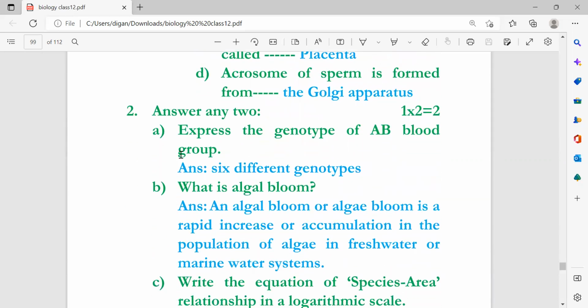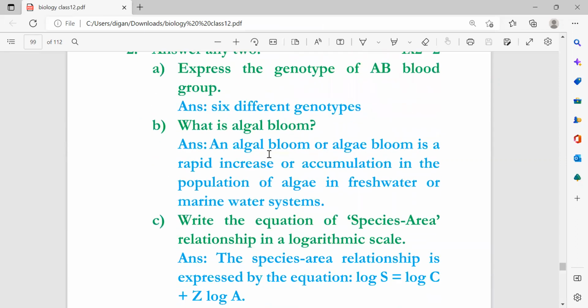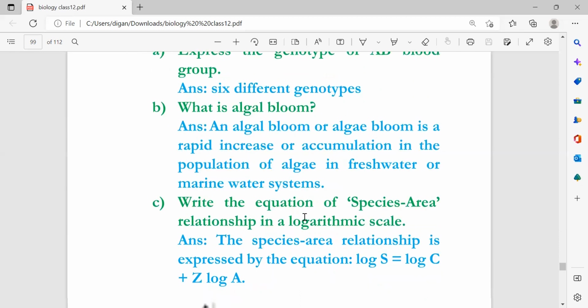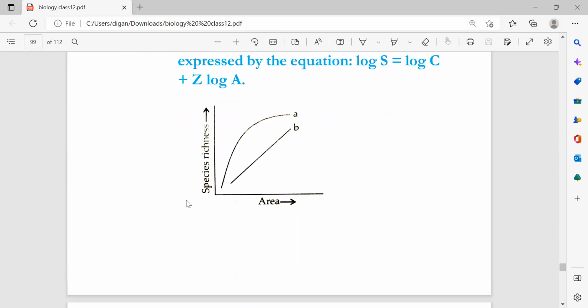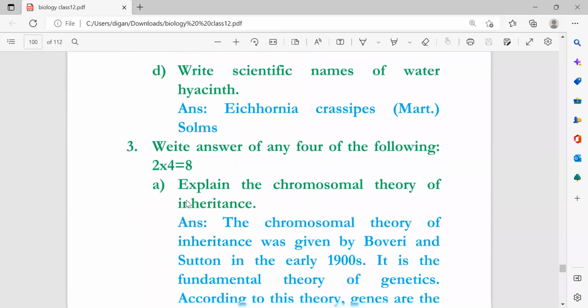Next question, I need to express the genotype of AB blood group. How many genotypes will be present? There are a total of 6 different genotypes present there. What is algal bloom? An algal bloom is a rapid increase or accumulation in the population of algae in a freshwater or marine water ecosystem. Write the equation of species area relationship on a logarithmic scale. The species area relationship is expressed by the equation log S = log C + Z log A. And this is the diagram. Next, write the scientific name of the water hyacinth, that is Eichhornia. This is important for your viva of your practical exam also.